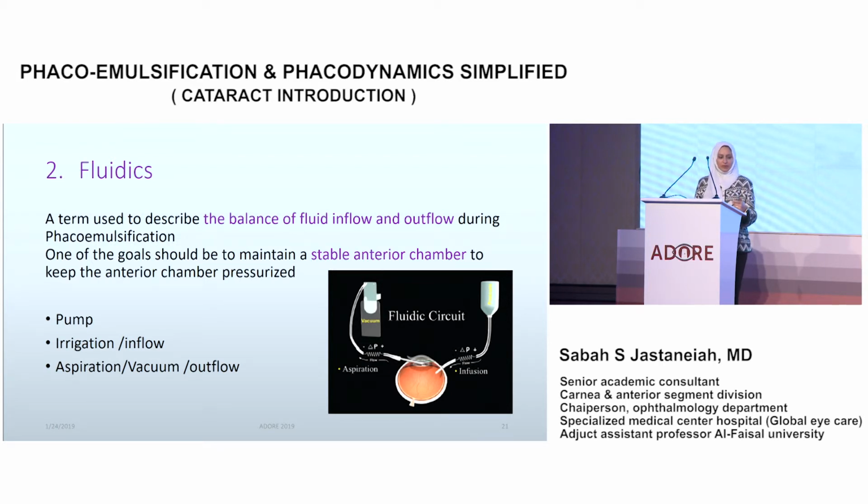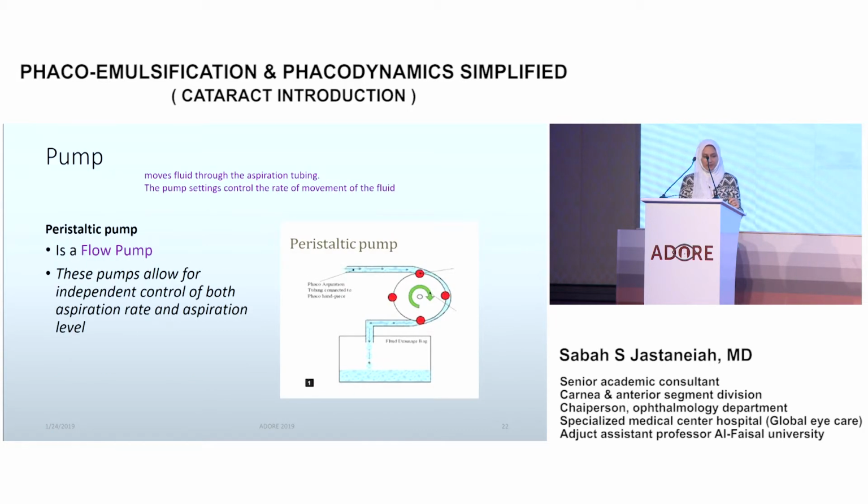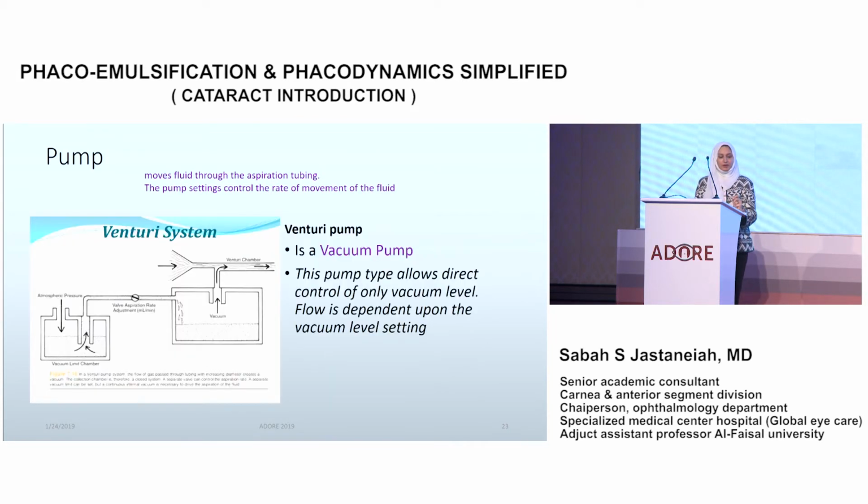So we'll talk about the irrigation inflow, the aspiration vacuum, and a bit about the pump. We have two pumps. The peristaltic pump is an example of a flow pump, meaning it allows independent control of both the aspiration rate and the aspiration level. The other kind is the Venturi pump, which is a vacuum pump. It allows direct control of only the vacuum, and the flow levels depend upon the vacuum levels.